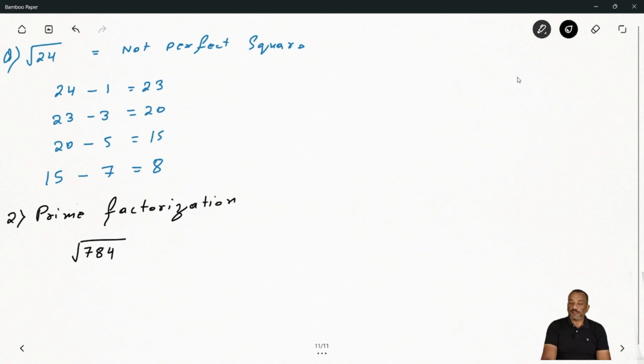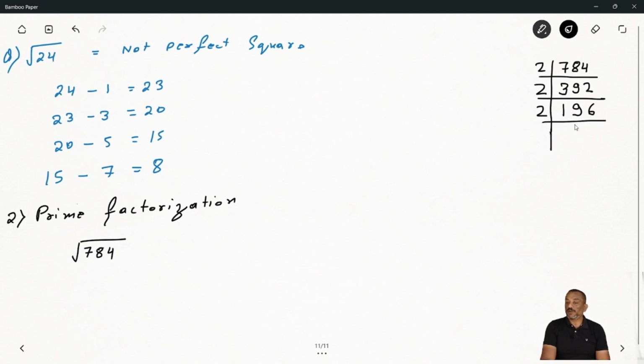So simply here in the rough, you can do the prime factorization. So you can say 784. The unit place is 4, so it is divisible by 2. So we can go here. You will get 392. Then again you can go with 2, because the unit place is 2, so you will get 196. Now again you can go with 2, the unit place is 6.